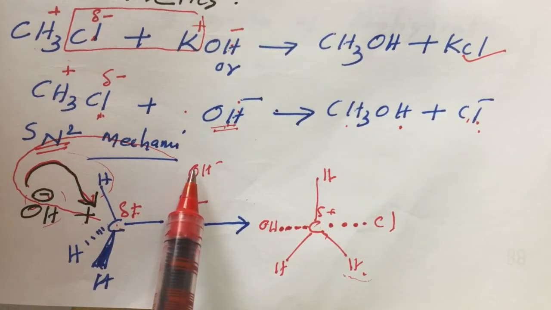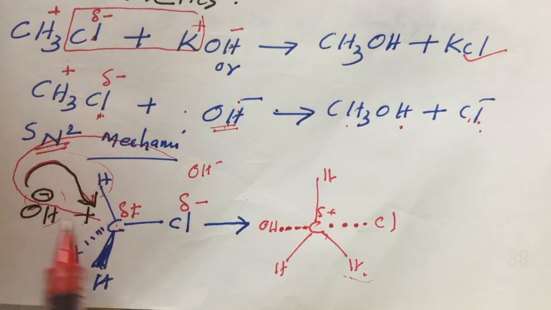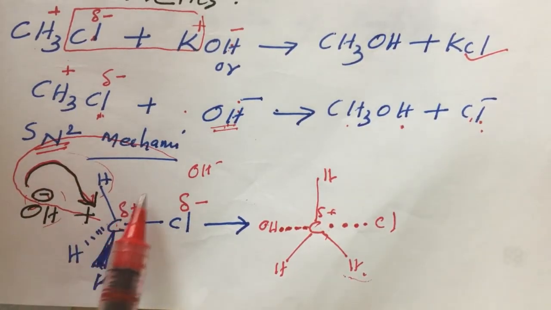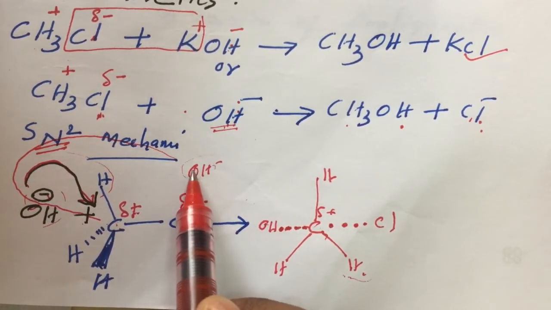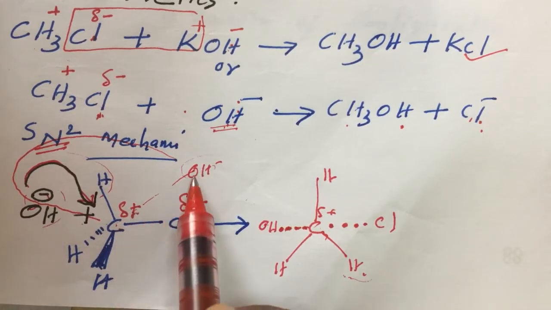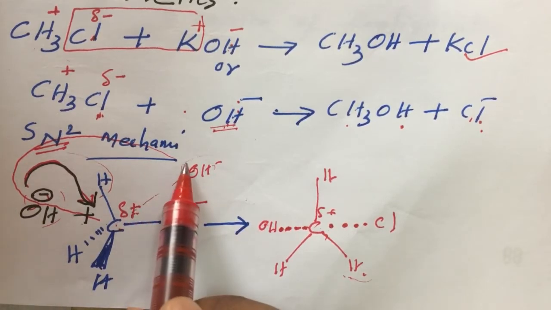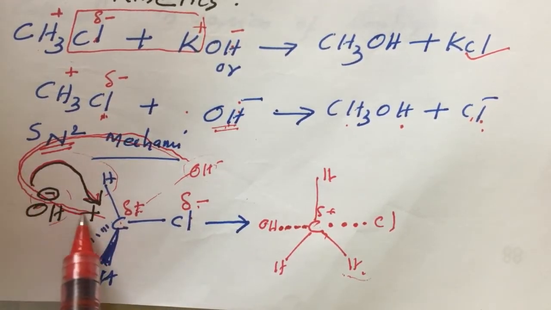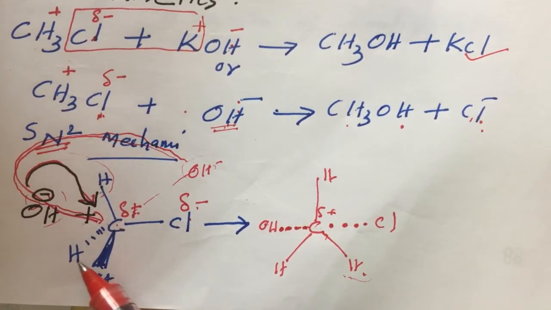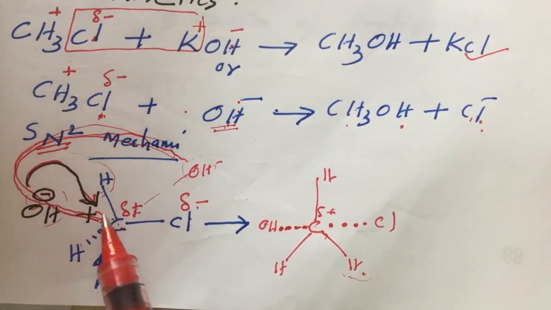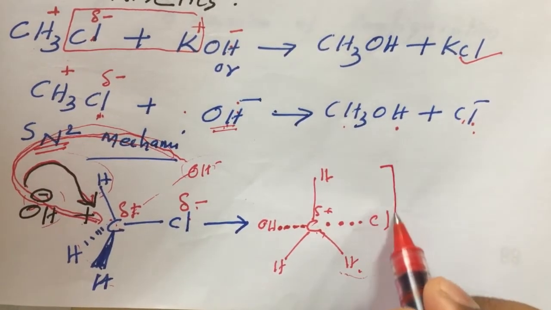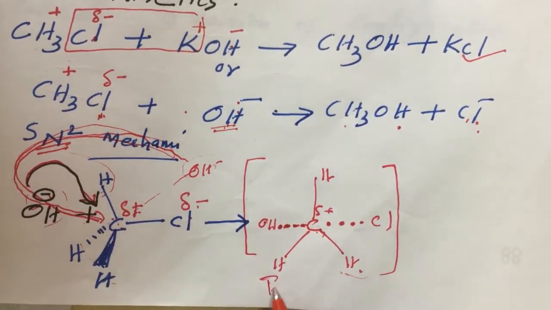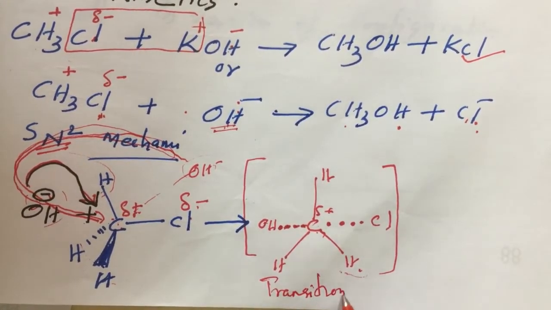The OH minus nucleophile from KOH attacks from the backside because the carbon is positive. A direct attack on the carbon from the Cl side would cause repulsion, because OH is negative and Cl is negative, so they repel. Due to this repulsion, OH attacks from the backside. Here the crowding effect is less, with only three hydrogens, so it can easily attack from the backside and form a new bond with the carbon. This state is called the transition state, the intermediate state.